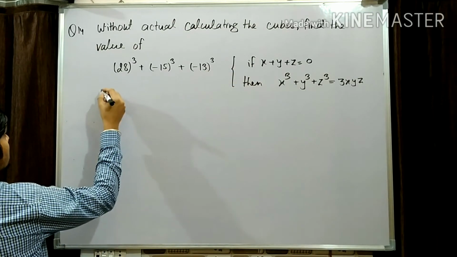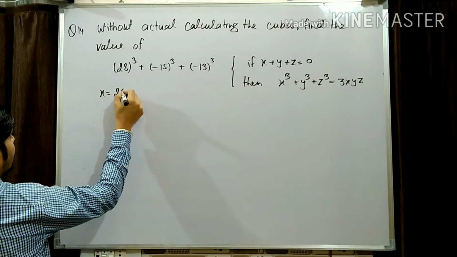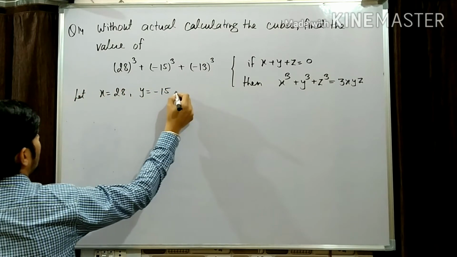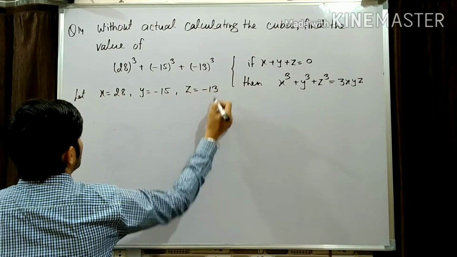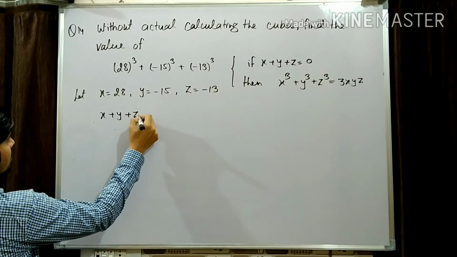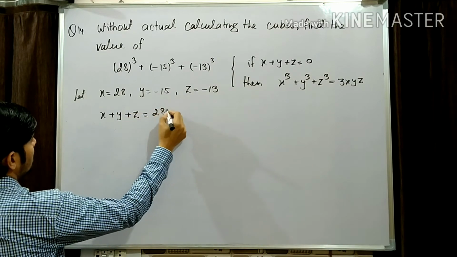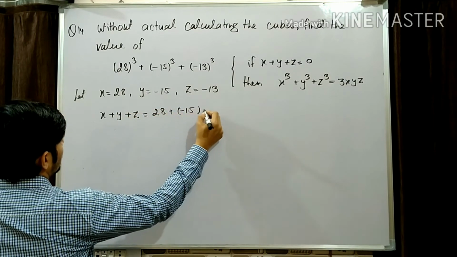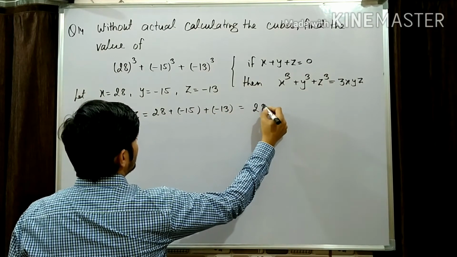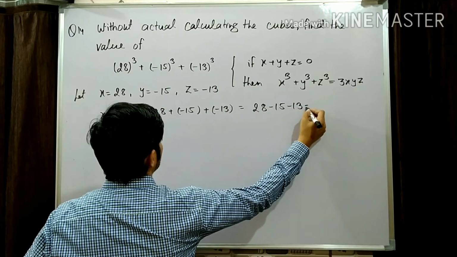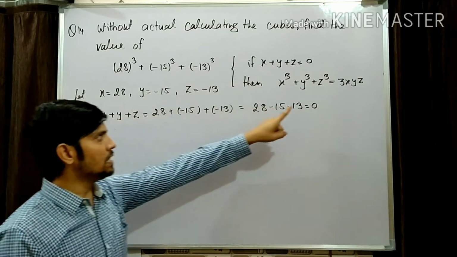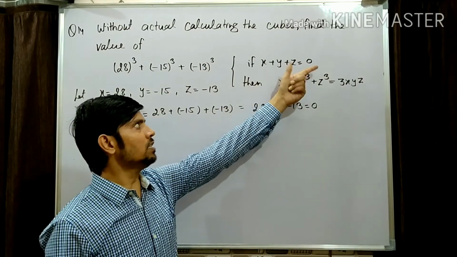We let x equal 28, y equal minus 15, and z equal minus 30. We will check what the value of x plus y plus z is. So x plus y plus z is 28 plus minus 15 plus minus 30, and this value will be 28 minus 15 minus 30. This equals 0. So what we have observed here is that x plus y plus z is 0.